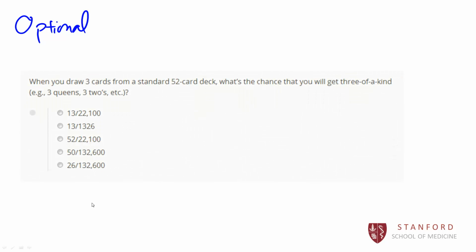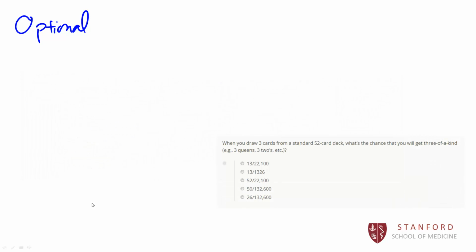So this question reads, when you draw 3 cards from a standard 52 card deck, what's the chance that you will get a 3 of a kind? Okay, so this is a little confusing at first, but let's break the problem down into pieces. So the first thing I'm going to do is to think about what I want to be in the fraction.